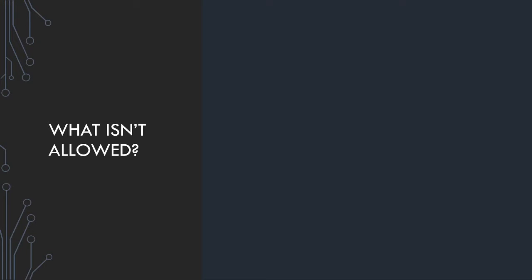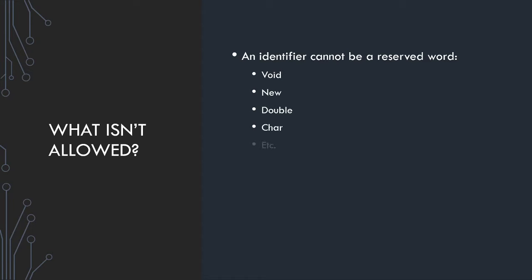What isn't allowed is that an identifier cannot be a reserved word. What is a reserved word, you ask? A reserved word would be words like void, new, double, char, and many others. There are quite a lot of reserved words. You'll usually see them quite often.